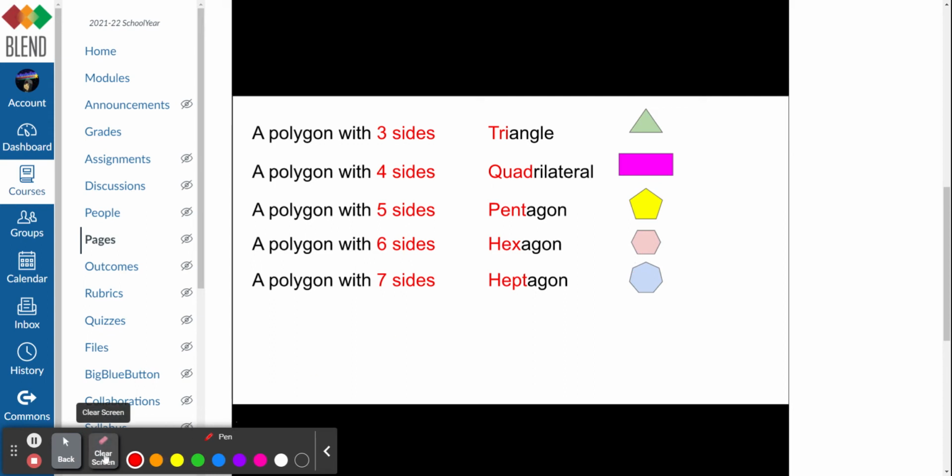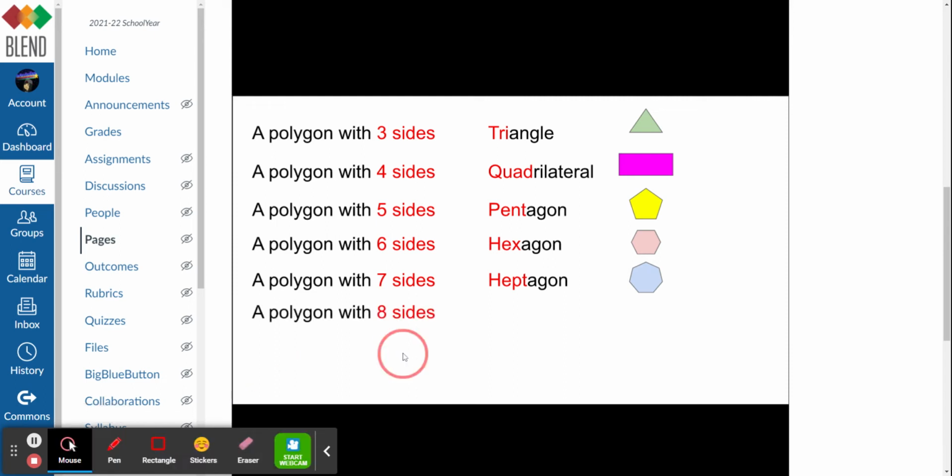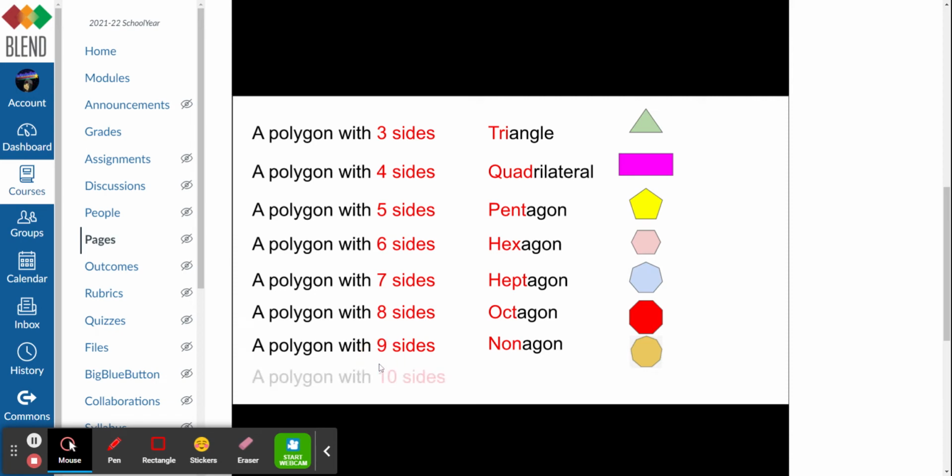All right. Moving forward. Then 8 sides is your stop sign, your octagon. You know that one. You've seen that one a lot in your life. 9 sides is a nonagon. So a 9-sided polygon is a nonagon. And then finally, a 10-sided polygon is called a decagon.